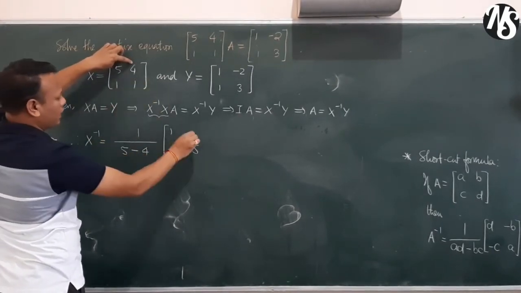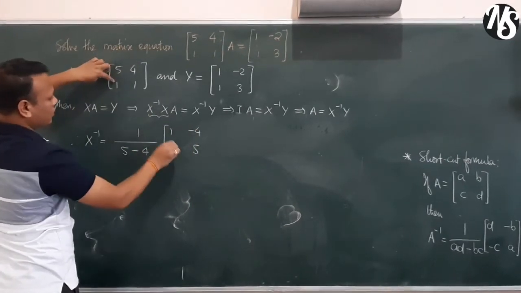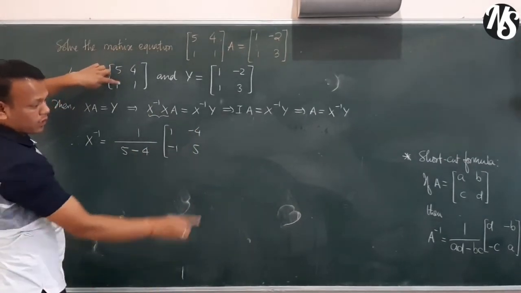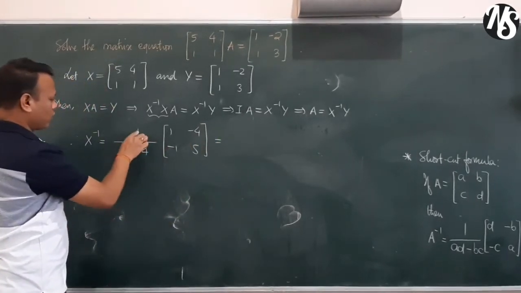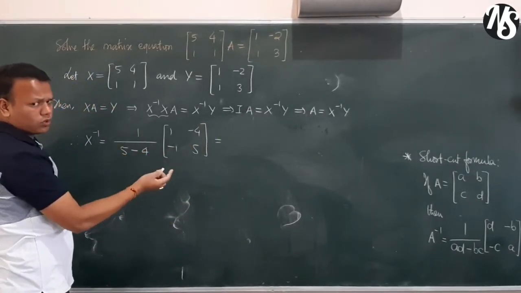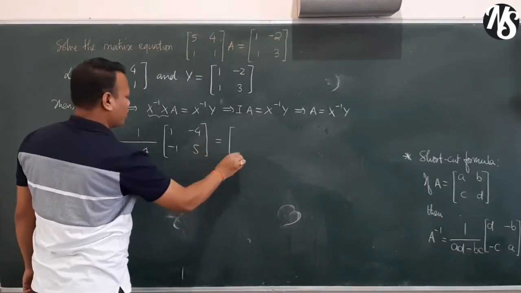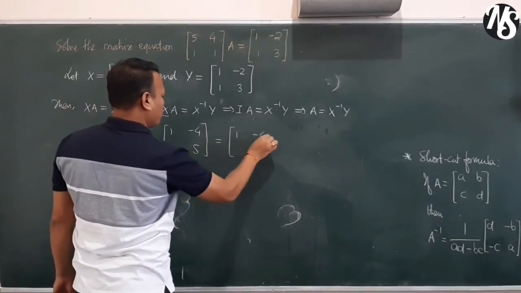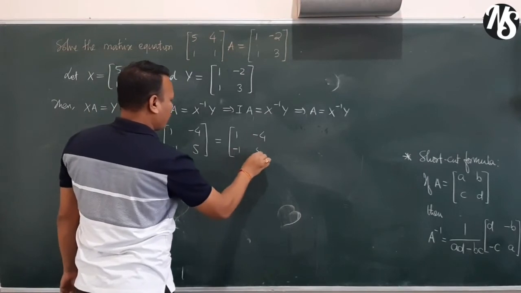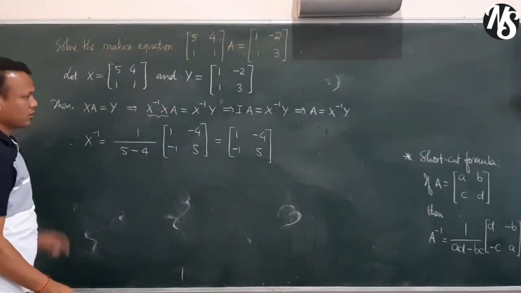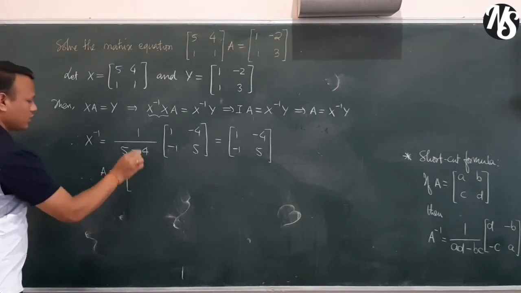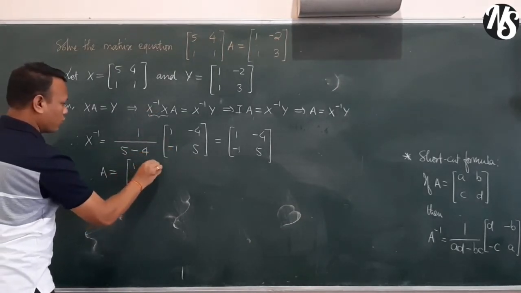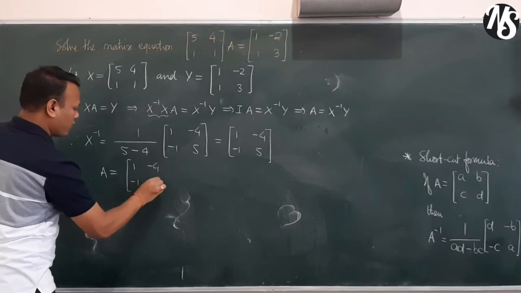So B becomes minus B and C becomes minus C. Okay, so that's the shortcut formula. So how much is this? 1 by 1. So no need to write 1 by 1. So that's why your inverse terms ought to be 1, minus 4, minus 1, 5. So this is your x inverse. Therefore, your A will be equal to x inverse, which is 1, minus 4, minus 1, 5.